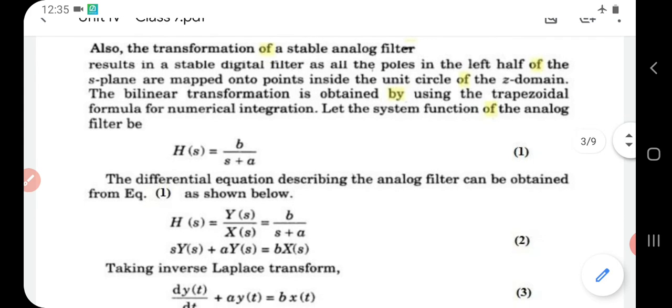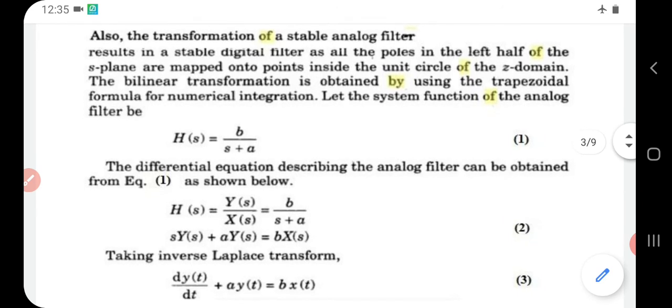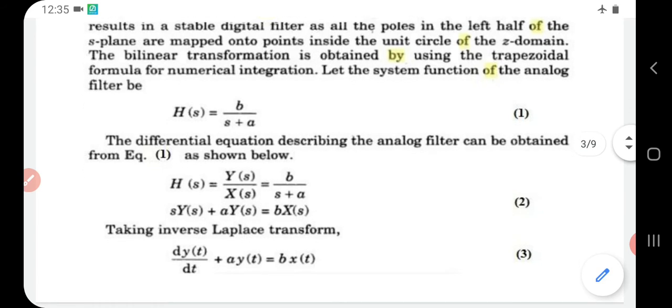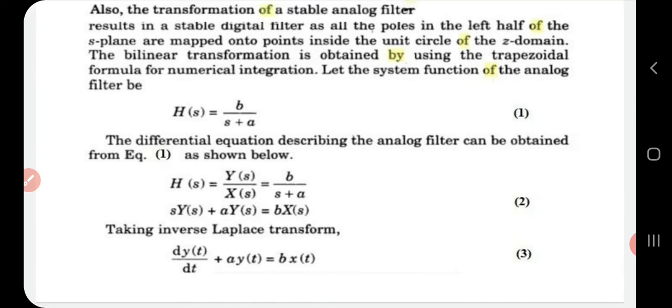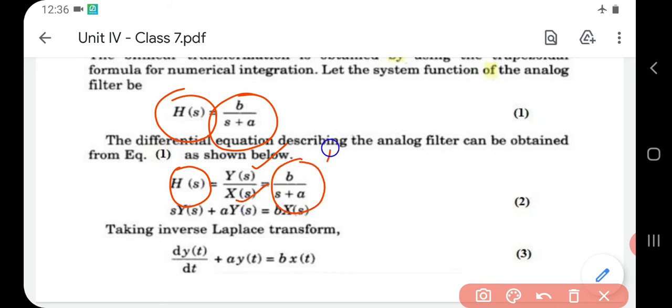Now the bilinear transformation is obtained by using the trapezoidal formula for numerical integration. Let us consider the system function or transfer function of the analog filter. Suppose that it is represented as H(s), the system function of the analog system. It is represented as B by S plus A. The differential equation describing the analog filter can be obtained from equation 1 as shown below. That is, H(s) equals output Y(s) by input X(s), which is again B by S plus A.